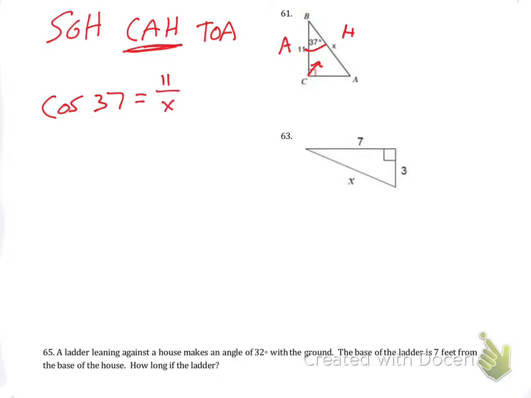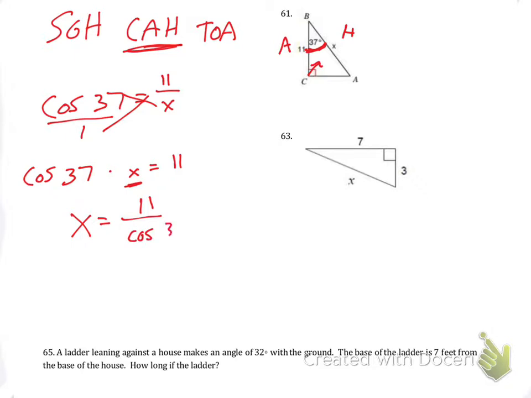Now, we already know what this angle is, so we don't have to use the inverse. So we just set this over 1, and then we cross multiply. So it would be cosine 37 multiplied by x, and this can be equal to 11. If I want to solve for x, I would then divide each side by cosine 37. So x is equal to 11 divided by cosine 37, which is equal to 13.77, so it'll be 13.8 for number 61.